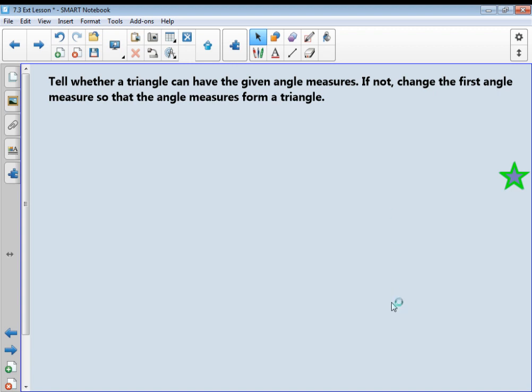Okay, in this part of the lesson, we're going to be working with telling whether a triangle can have the given measures. If not, we're going to have to change the first angle measure so that the angle measures form a triangle. So yes, you may use a calculator on this concept.